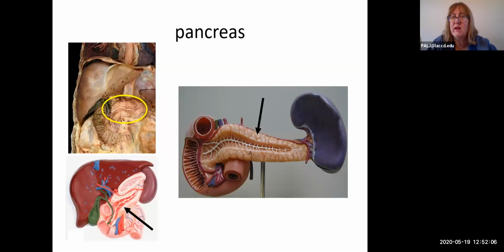A third organ is the pancreas. Now, the pancreas is directly posterior to the stomach. So oftentimes in pictures, they'll pull the stomach up so you can see the pancreas below, but the stomach actually sits anterior to the pancreas. And so the pancreas has a retroperitoneal position.